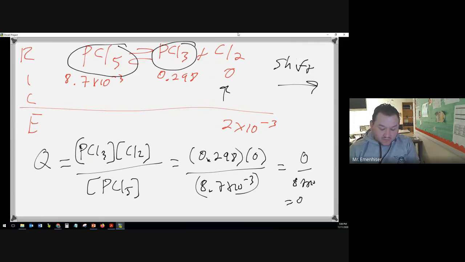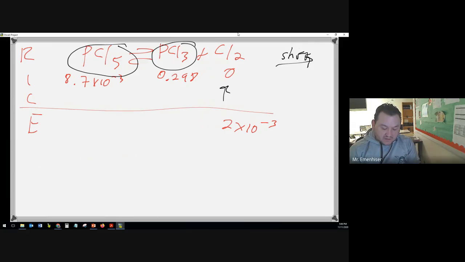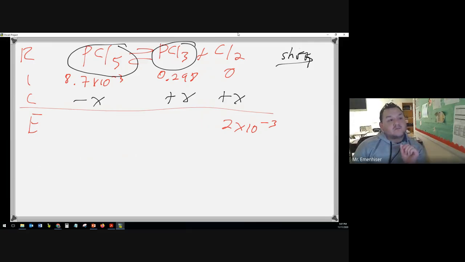And so what we're going to do is say that it shifts to the right. So that means that this will be a minus change. We don't know what that value is. And this will be a plus change. And this will be a plus change. Okay, and so we need to learn how to write it in terms of x's, meaning that we don't know what the change is.